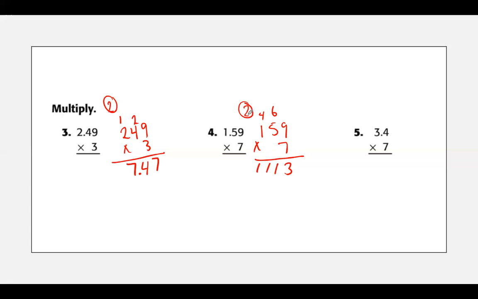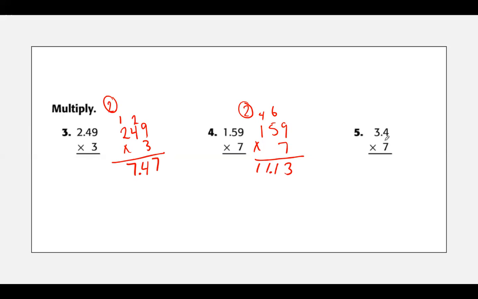Now I need to put my decimal point back in. I need 2 numbers after the decimal point. So I go 1, 2, and there I have my decimal point. There's 2 numbers right there. So my answer is 11 and 13 hundredths. Because, there we go, 13 hundredths.